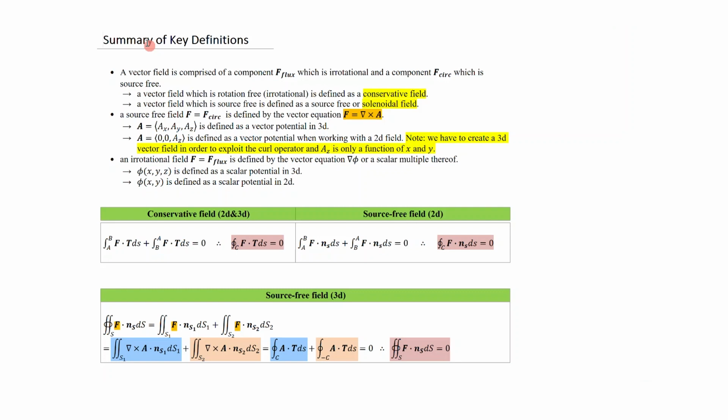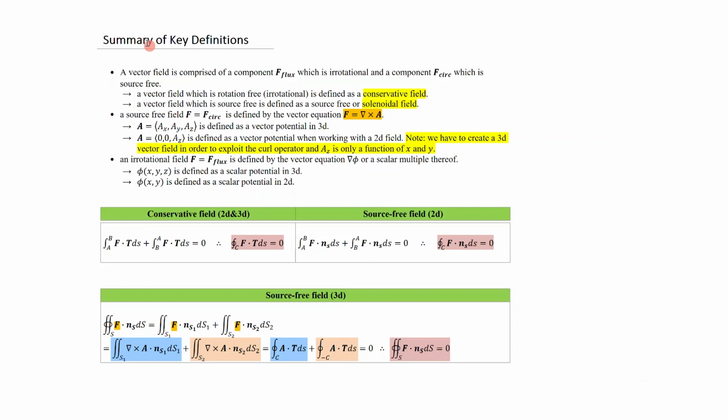A source-free field, which would be represented by F circ, is defined by the vector equation F equals the curl of some vector potential A. Depending on whether you look at this as a 2D or 3D problem, we want to make use of the machinery of 3D. So for 2D, we have to make sure we set up the vector potential A correctly so that we can still use the cross product. For 3D, A is simply a vector field with an X, a Y and a Z component. Whereas if you're dealing with a 2D field, then the X and Y components of A are 0, and the Z component can only be a function of X and Y. That way we can exploit the curl operator.